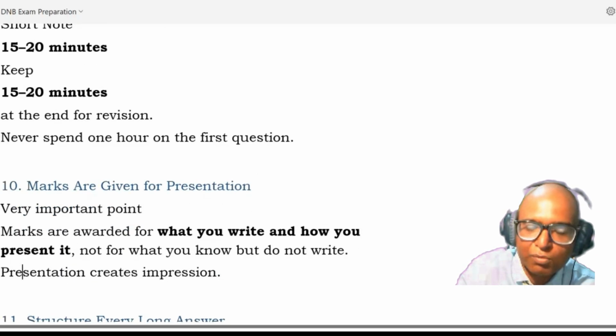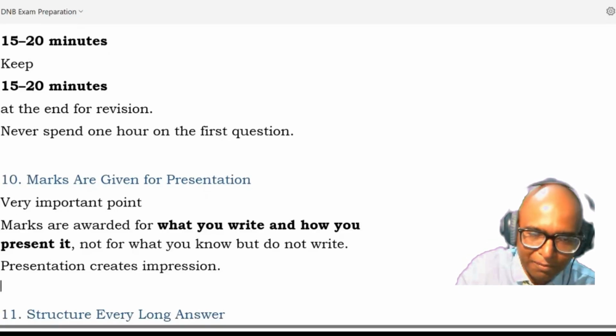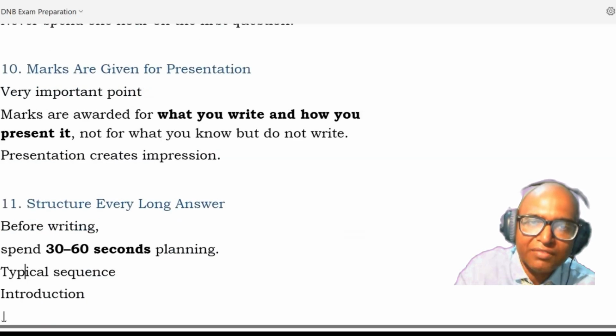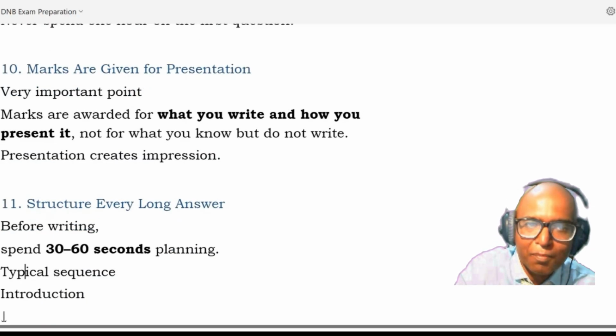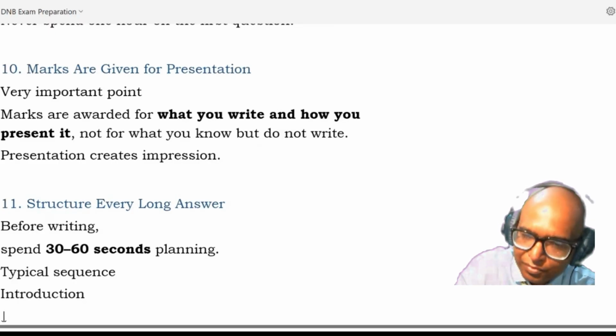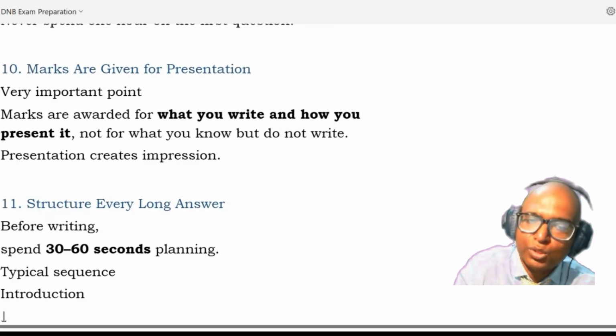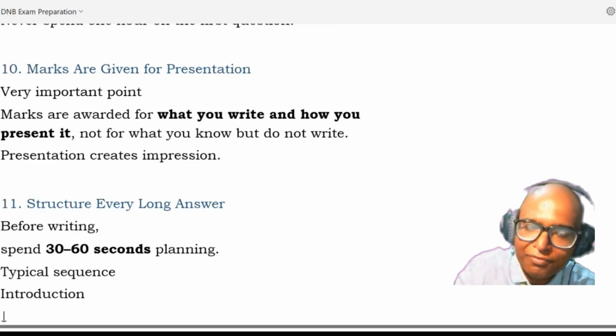This happens with most of the students. They start writing and then there is a shortage of time. Remember, marks are given for presentation also, so it is very important. Marks are awarded for what you write and how you present it, not for what you know. What you know but do not write will not fetch you any marks.